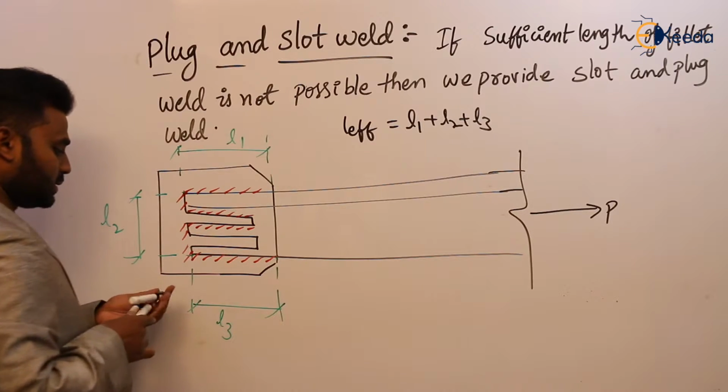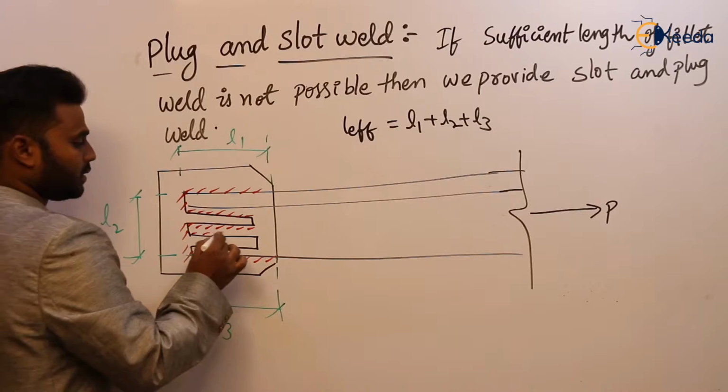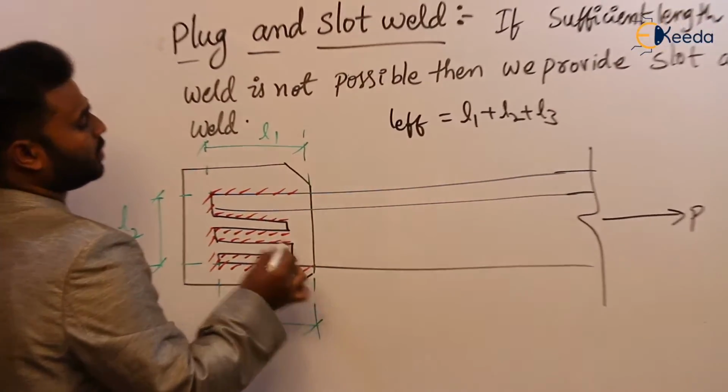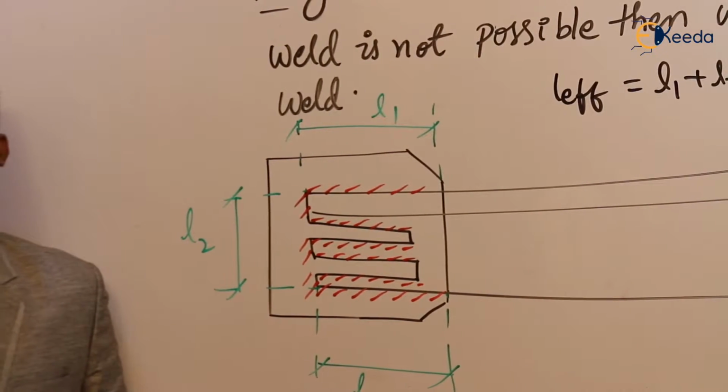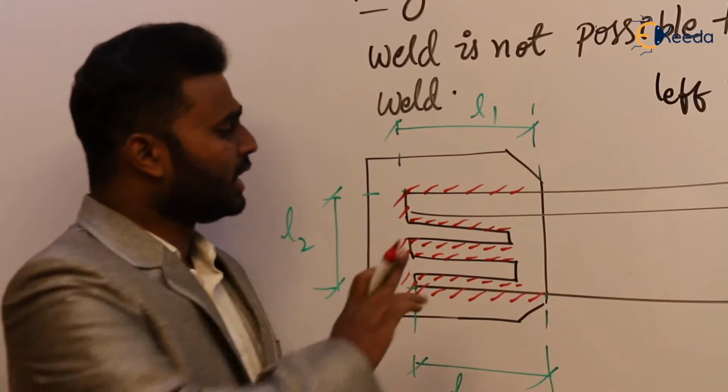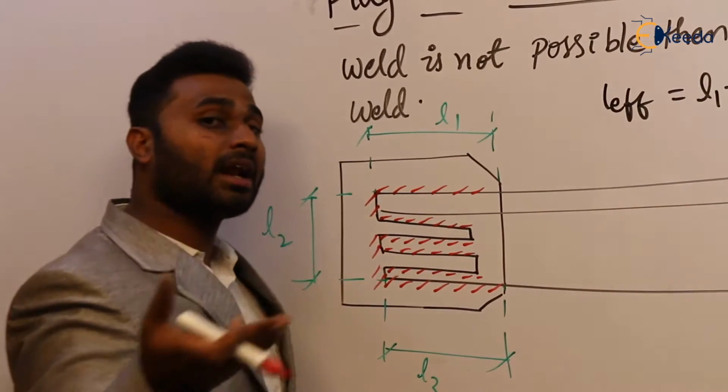Make one more cut like this and weld it. So now the length can be increased or not? Yes, it is increased. So in this way we are going to provide plug or slot weld. And one more thing, this slot can be rectangular or circular, it depends.